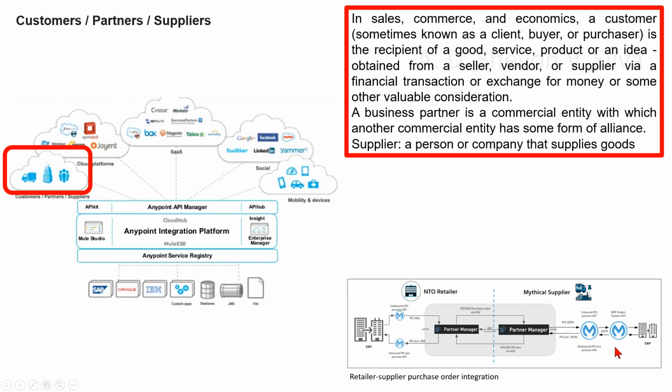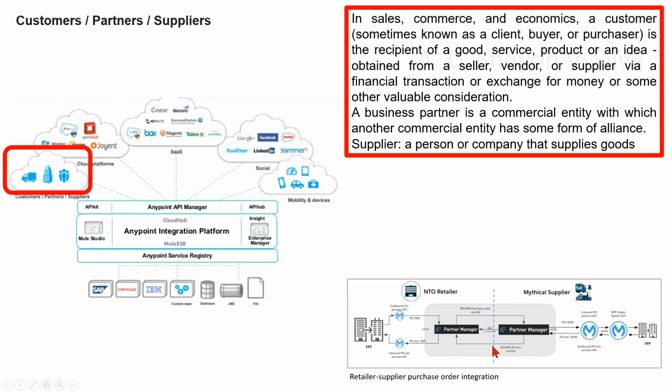Step 3, at the Mythical Supplier, generate 997 functional acknowledgement accepting or rejecting the received EDI message and send it back to the NTO retailer via AS2.